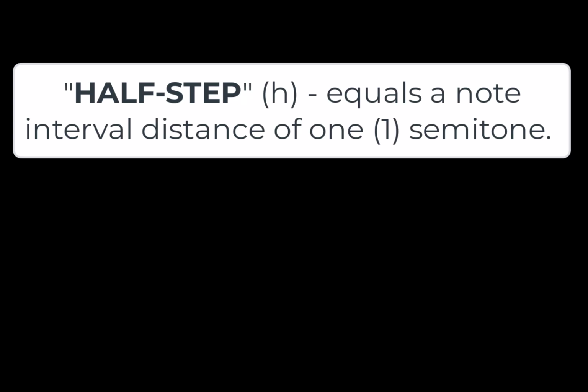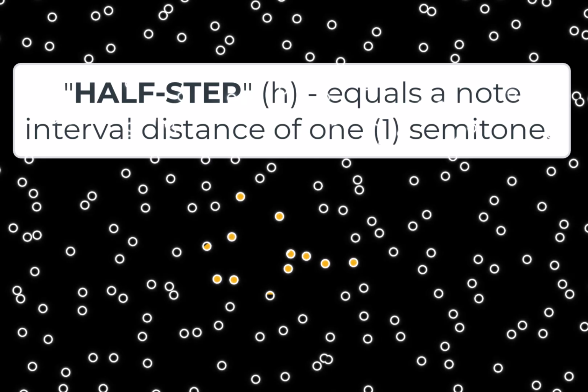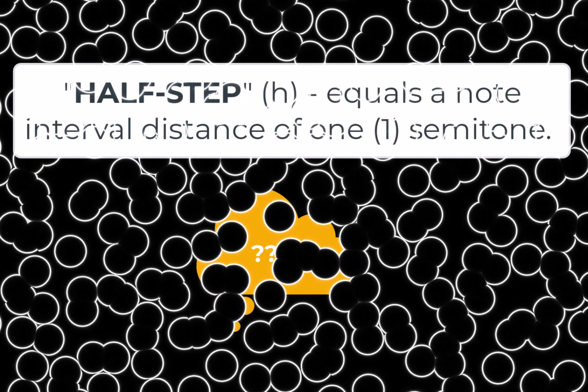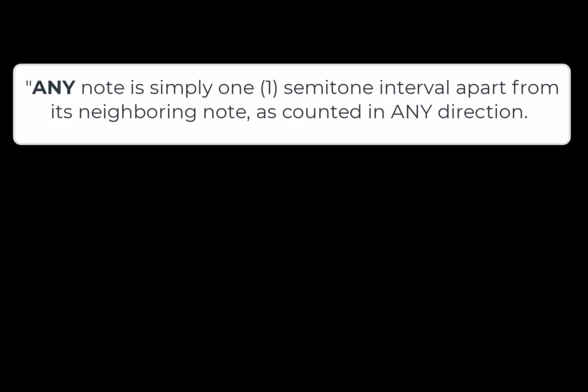Yet over time these terms have added so much confusion. And I've often wondered why any single key on a keyboard would ever be called a, quote, half step, since there are not any half keys on a keyboard. So in reality, any note is simply 1 semitone interval apart from its neighboring note, as counted in any direction. We just need to stop making simple stuff complicated.